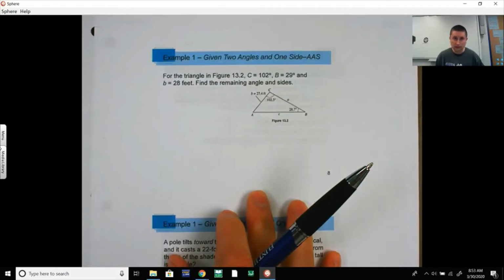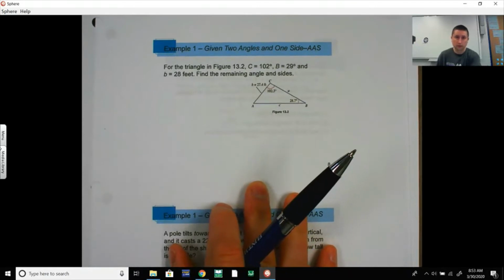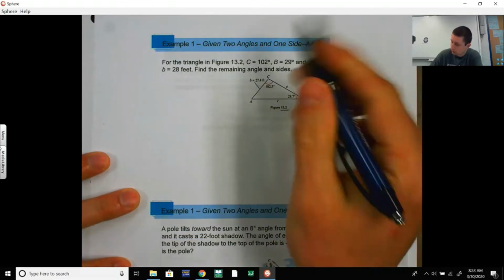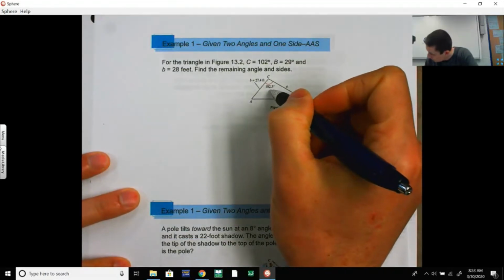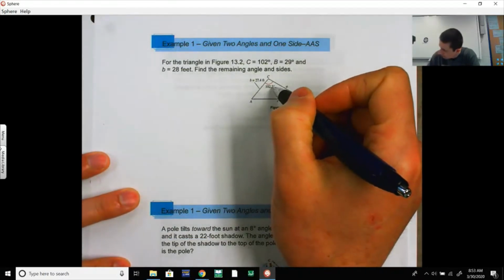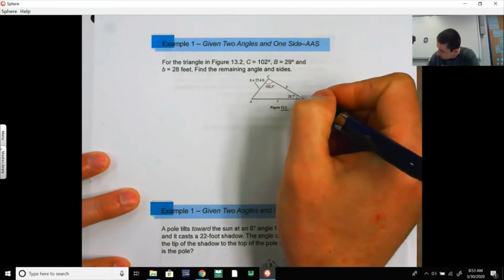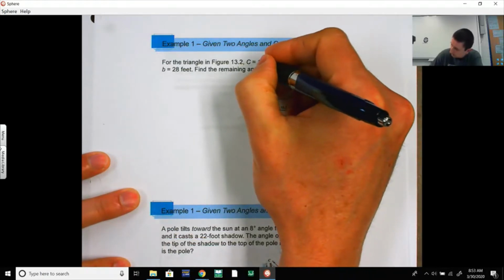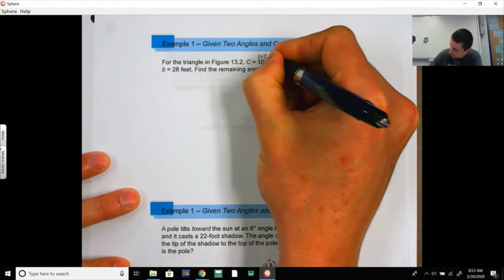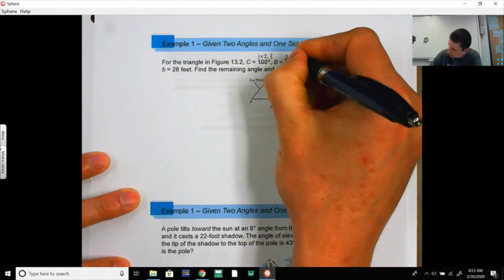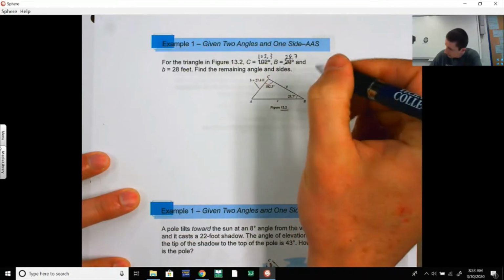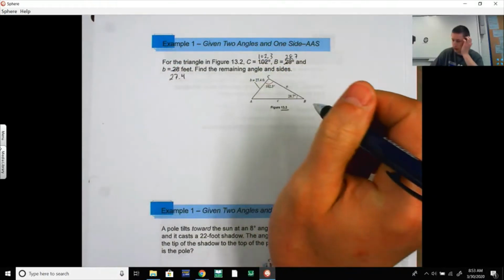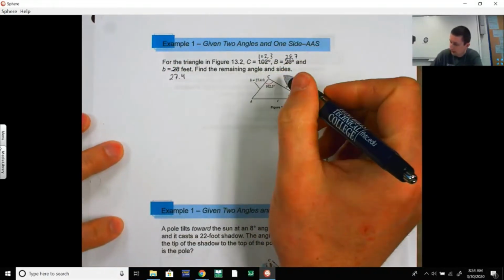So first example for the triangle in figure 13.2. Ta-da! 13.2. C is 102. Looks like more specifically 102.3. Angle B is 29 or 28.7. I'm not sure why those numbers are different there. So we're going to call this 102.3 and 28.7, and b is 28 feet, or better known as 27.4 feet. Why are those different? Okay, find the remaining angle and sides.